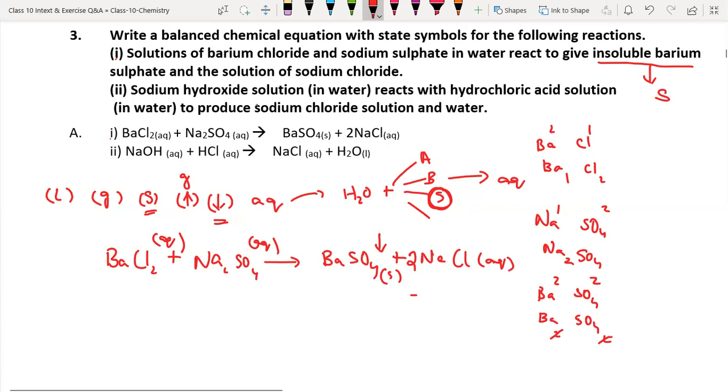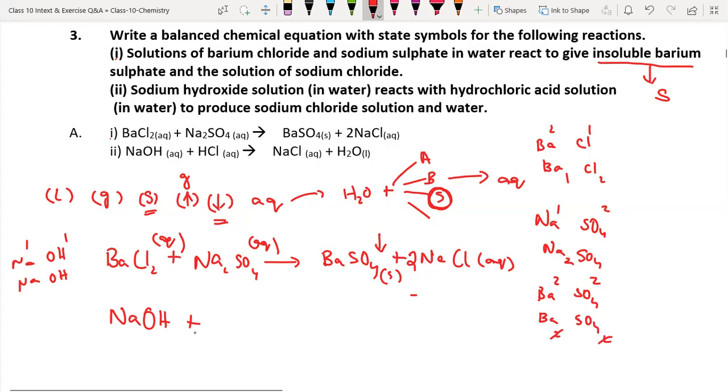Next one, sodium hydroxide solution. Sodium hydroxide, NaOH. Now sodium valence is 1, OH valence is 1, so 1 will be coming here. Simply you can keep NaOH plus hydrochloric acid. You see, sodium hydroxide solution in water in brackets, so no need to keep H2O because sodium hydroxide is a base which you have to dissolve in water. Simply to say it is aqueous solution.